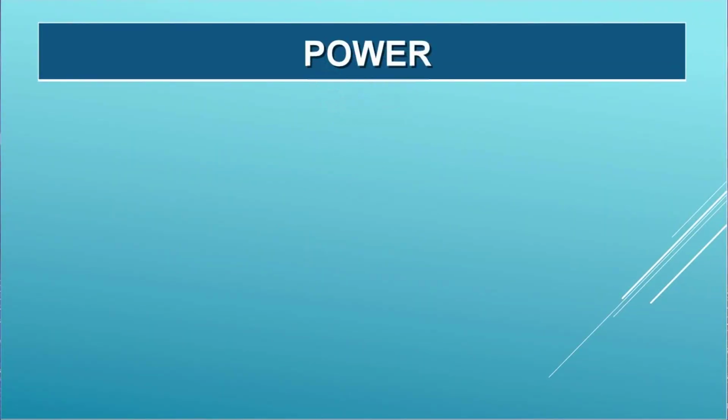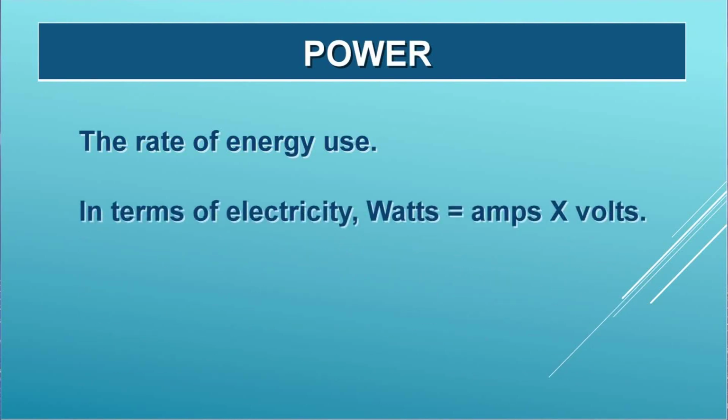Now, power. What is power? Power is defined as the rate of energy use. In terms of electricity, power is equal to current into voltage, or watt equal to amperes into volt, as discussed in the previous lecture. And energy is equal to power into time. Higher power means energy is consumed and transferred at a faster rate.